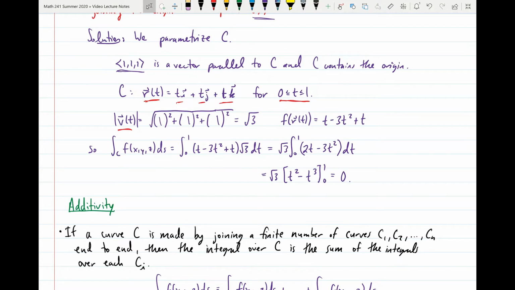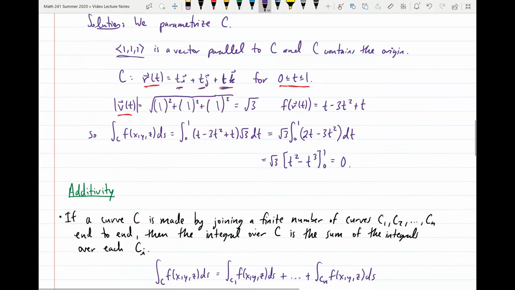So again, the velocity is going to be the square root of the squares of the derivatives of each of the component functions. So if we take the derivative of t for ti, we get 1. If we take the derivative of t for tj, we get 1. If we take the derivative of t for k, then we also get 1. And so the magnitude of the velocity is just going to be the square root of 3 all the time with the parameterization that we've chosen.